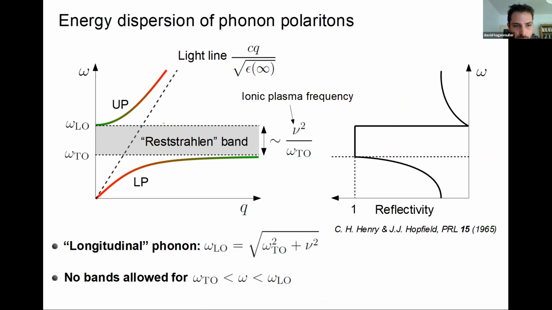And this shift provides a band gap, which is usually called a Reststrahlen band, where no mode can propagate in the bulk crystal. So this means that one would measure a reflectivity of 1 in this frequency range when probing the system with incident light. And importantly, the extent of this Reststrahlen band is proportional to the strength of the phonon-photon coupling, which is itself proportional to the ionic plasma frequency.